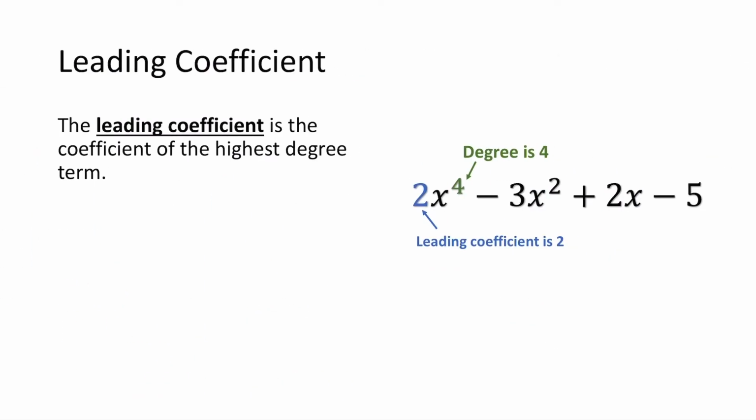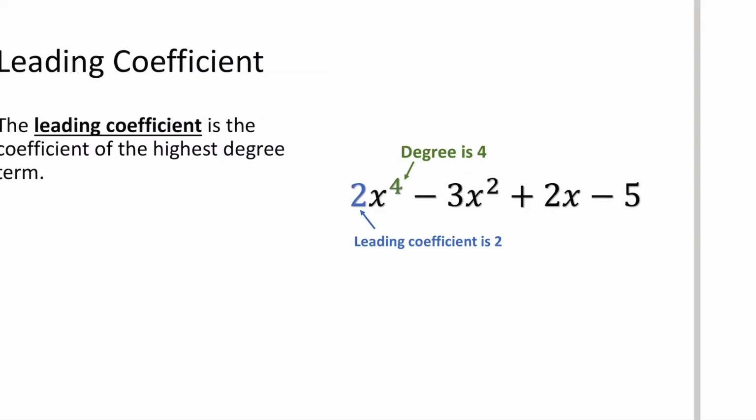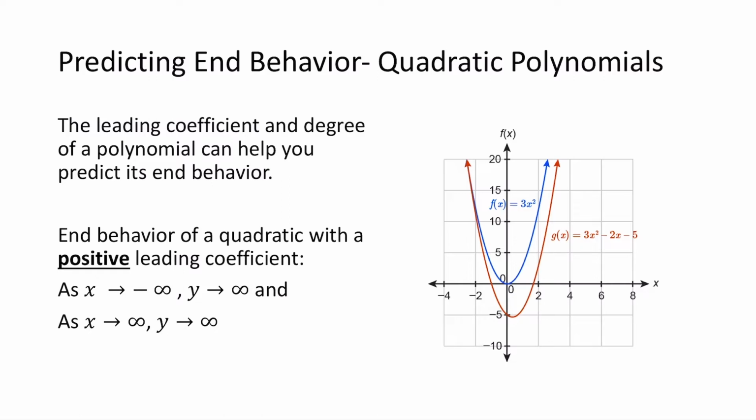We also need to talk about the leading coefficient of a polynomial. When we have a polynomial, the highest degree term will have a coefficient. That coefficient is called the leading coefficient. The reason we talk about the leading coefficient is because the leading coefficient and the degree of a polynomial will help you predict its end behavior. Remember, we talked about end behavior. End behavior is what the graph does when it goes on forever, right? It goes on beyond what's pictured in our image.